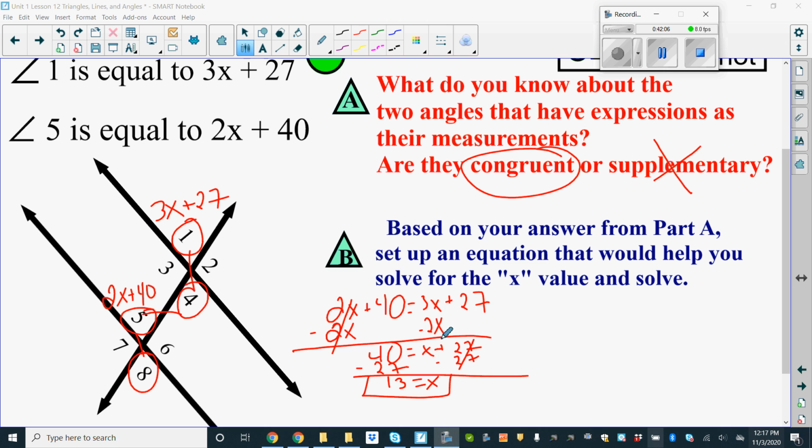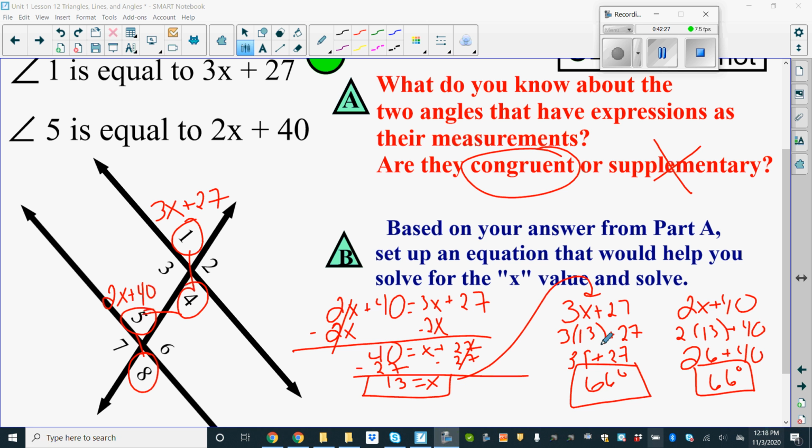Okay, so you had to start by subtracting 2x on both sides, and then you have 40 equals x plus 27. You minus 27 on both sides, and you're left with 13 equals x, and that would be your x value. Now pause the video and substitute it in to solve for each missing angle and see if you get that part correct. So when you substitute it in, you should have got that each of these angles are 66 degrees, which is correct because they are supposed to be equal to each other.